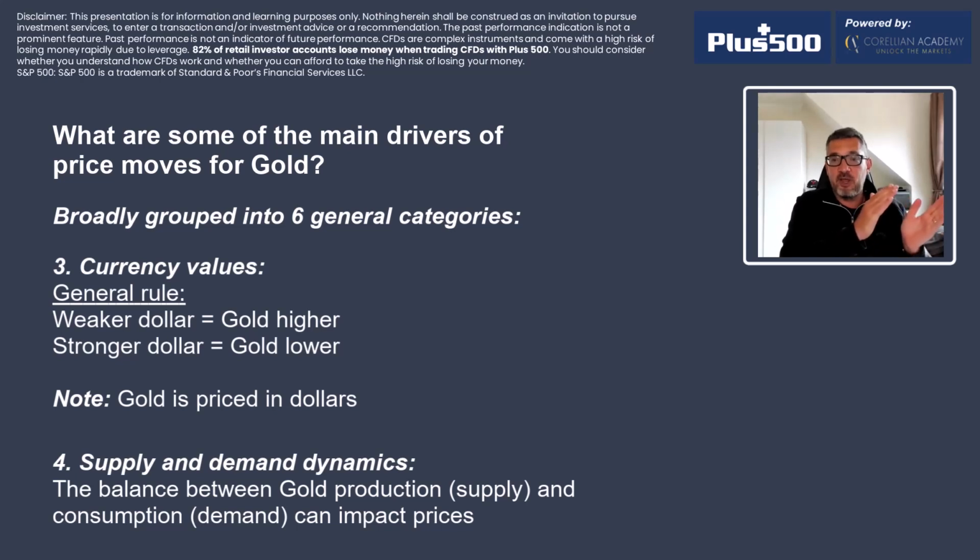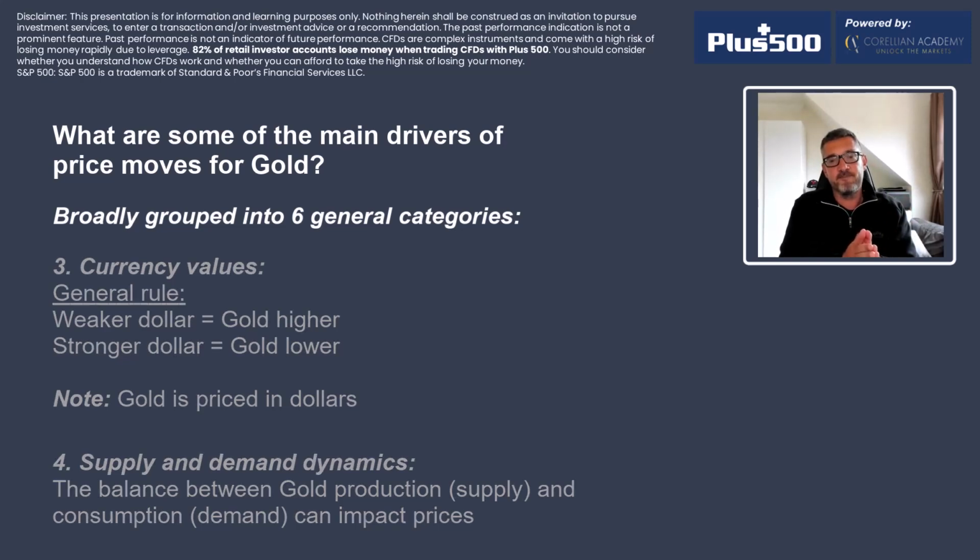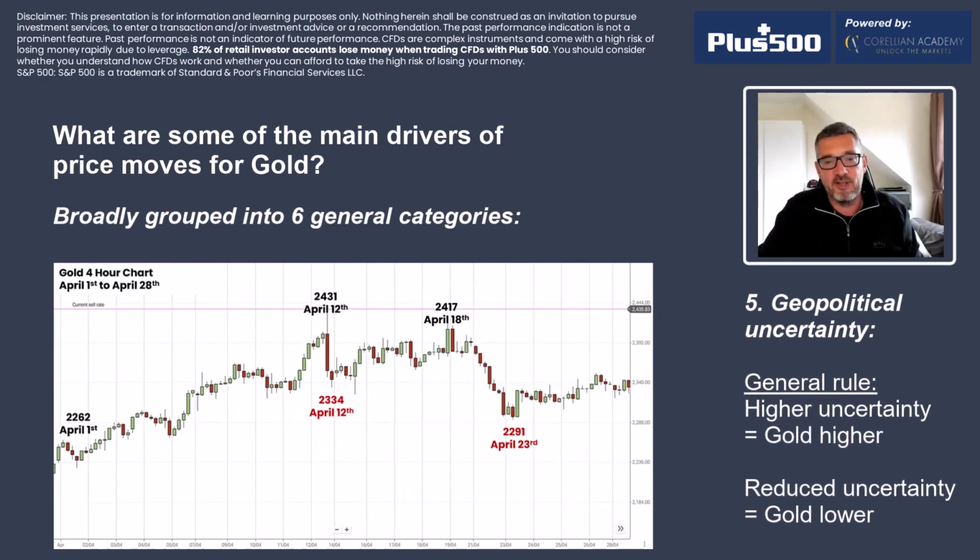The balance between gold production, supply, and consumption demand can also affect its price. This includes mining output, central bank purchases or sales, and demand for jewelry and technology. Number 5 is geopolitical uncertainty. Gold is often sought after as a safe investment during times of geopolitical instability. Conflicts, wars, political unrest can lead to increased purchases of gold as a security against uncertainty.